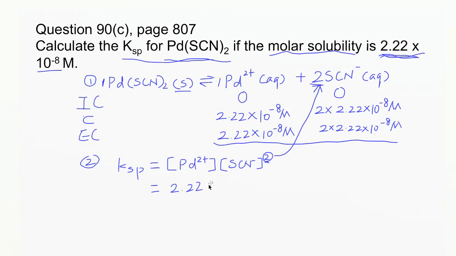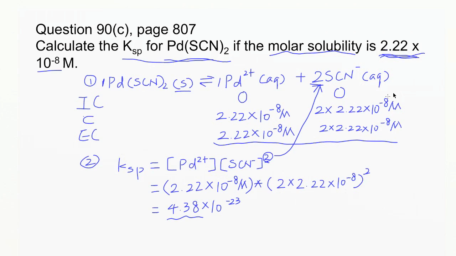Lead concentration 2.22 times 10 to the negative 8 mole per liter times the concentration of thiocyanate, that is 2 times 2.22 times 10 to the negative 8. And don't forget about the square, alright? And if you do the calculation, that is KSP is 4.38 times 10 to the negative 23. 3 significant figures.